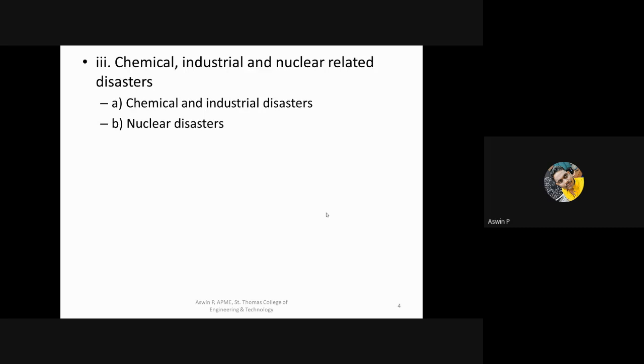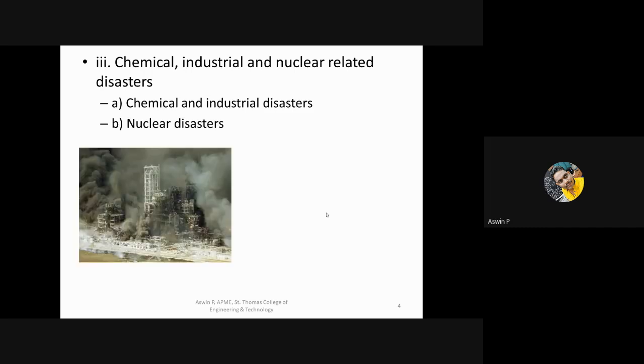And now we will discuss chemical, industrial, and nuclear related disasters. The first two can be mentioned as chemical and industrial disaster. Normally, chemicals from industries may escape from the industry due to failure in safety equipment. You can see an image of an industry surrounded by different chemical fumes, and this may affect the surroundings, and a lot of people may lose their lives due to this chemical and industrial disaster.